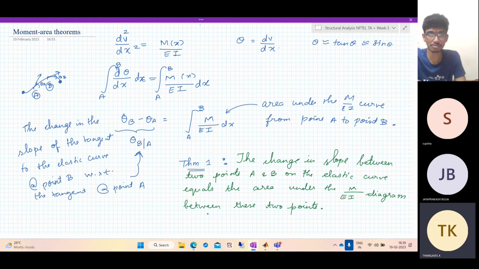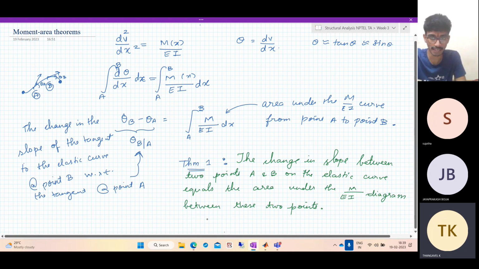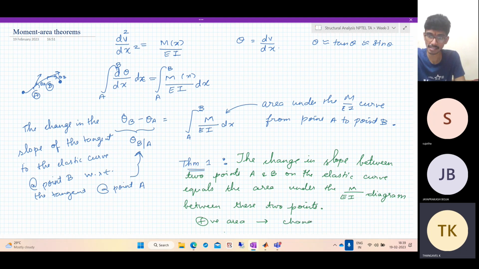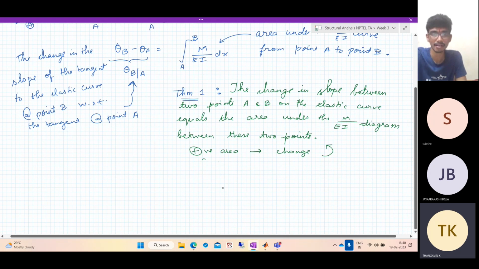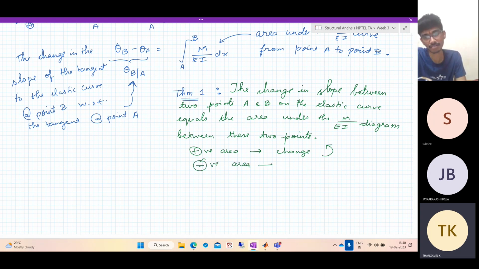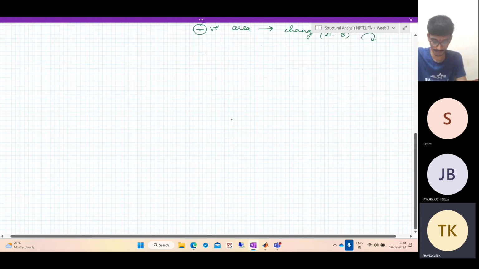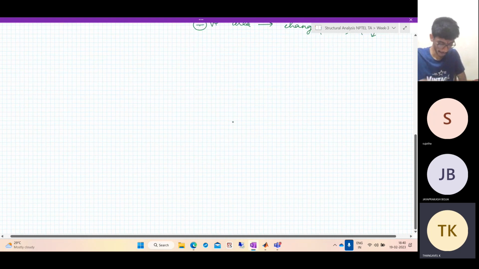So it follows the usual notation. If you have a positive area, it means the change in the angle is counterclockwise. And if you have a negative area, it means the change in the angle from A to B is clockwise. So this is simple. Now let's look at the next theorem.